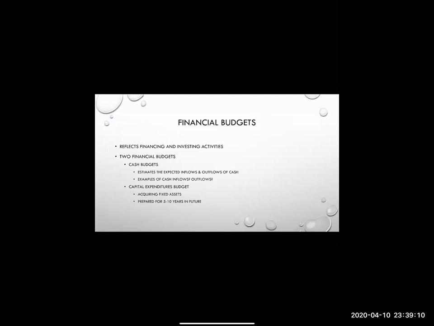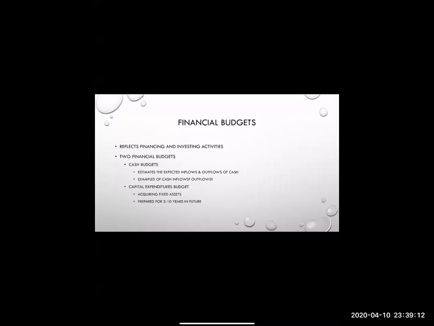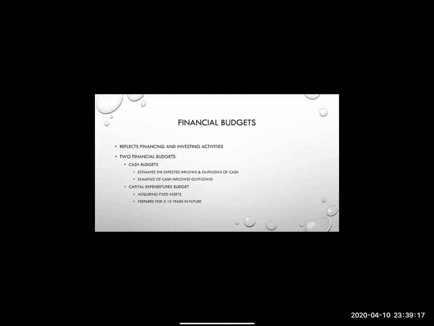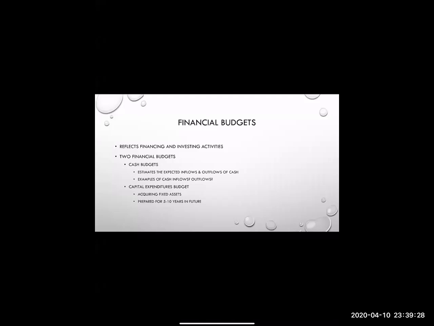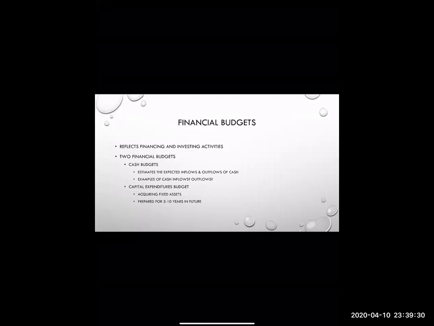So those are things we've talked about already. All right, so this is just a summary of what we've seen before. We've already walked through the operating budget, and now I want to take a look at what the financial budgets look like, or the budgeted balance sheet. All right, so the financial budget reflects financing and investing activities. So you have two financial budgets, which we won't go into detail on, but you have the cash budget, which is very important, especially to entrepreneurs, in any organization really. But it estimates the expected inflows and outflows of cash.